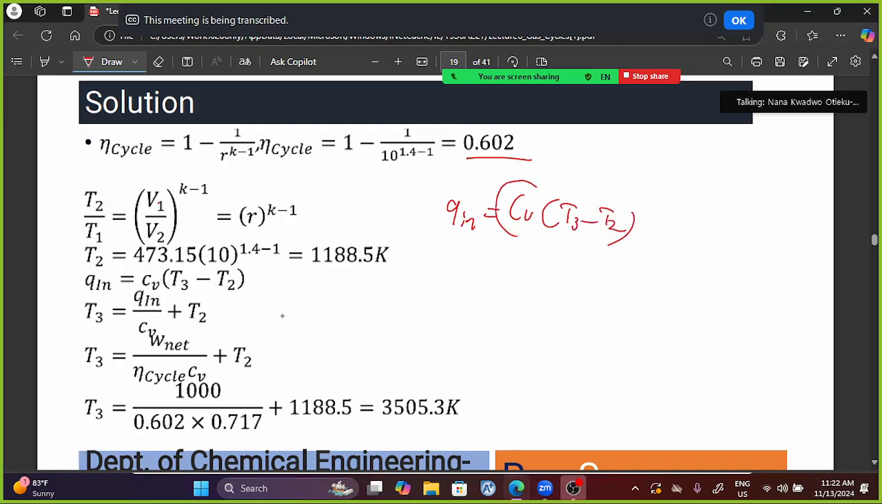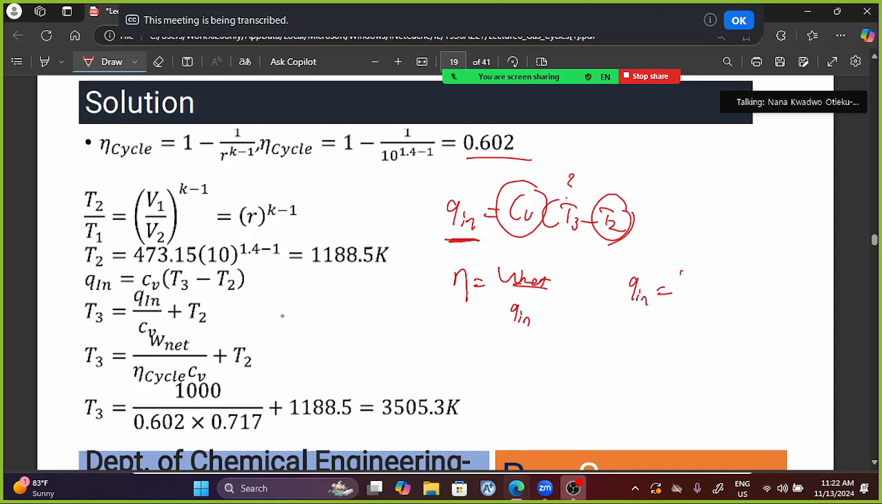We know the CV of air, so we are not bothered about that. We just found T2, and we are looking for T3. So the other thing we need is Q in, but we don't know that value yet. So we can use a different relation. We know that our efficiency is equal to the net work over our Q in. So what we can do is make Q in the subject.